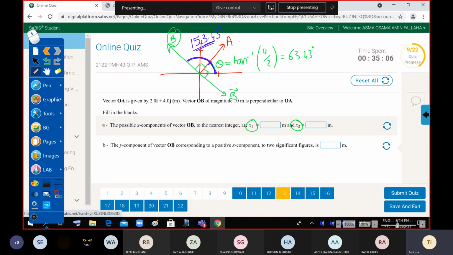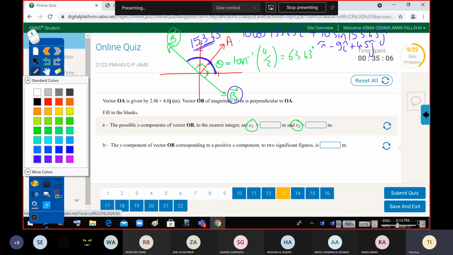And then what do we do? Same as we were doing. Magnitude 10 cosine 153.43 I plus 10 sine 153.43 J. When you simplify this, this is what you will get. Approximately minus 9i plus 4.5 J. Now this is for the first B. What about the second one?